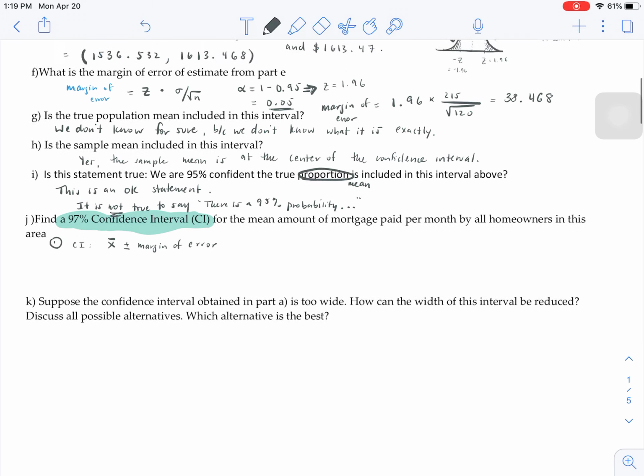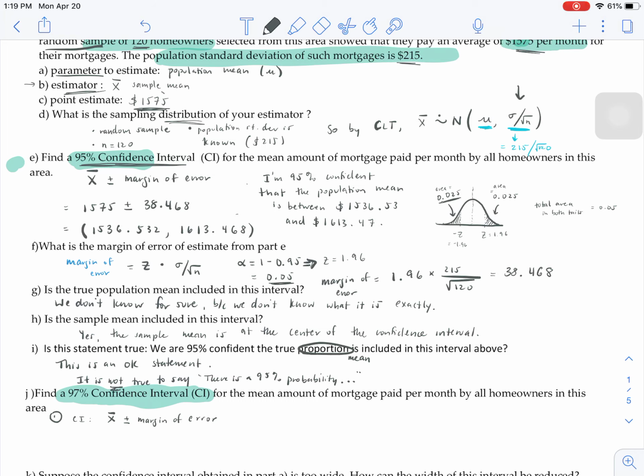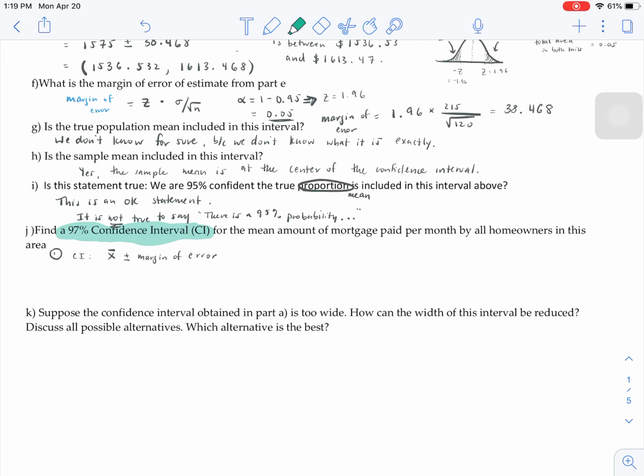So we know our sample mean. That still hasn't changed. Our sample mean is still 1575. So that's still going to stay the same. We'll have to take a look at our margin of error. So our margin of error, I'll just write an E, is equal to a z-score times sigma over root n. Sigma, our population standard deviation, is still the same. It's still $215 as we were told originally. Our sample size is still the same. It's still 120.